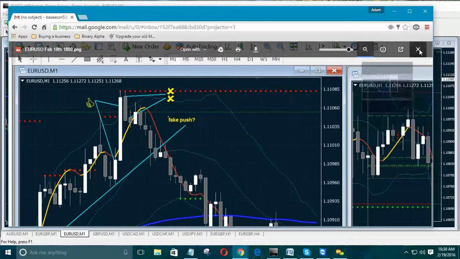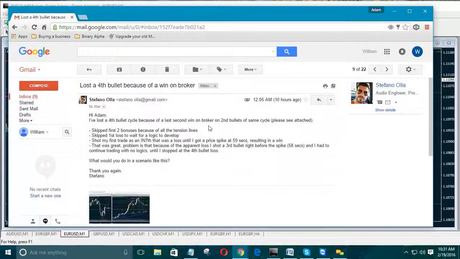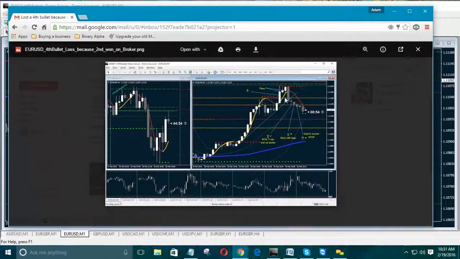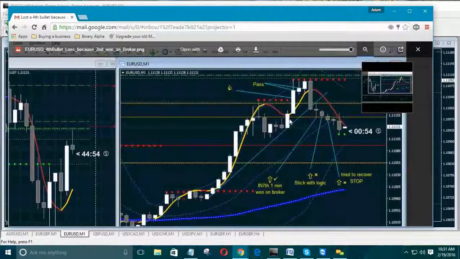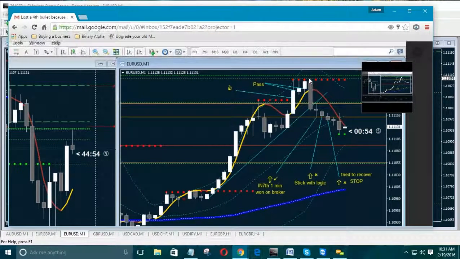All right, let's look at our next question. Lost a 4 bullet cycle because of last second win on the broker on second. All right, so we have a big pin, so we stay out of the bonuses. This comes down. Again, this is our scenario where we have what I would call a fifth, seventh logic. This one single candle after bonuses is able to break the Kazi high low and the second moving average.